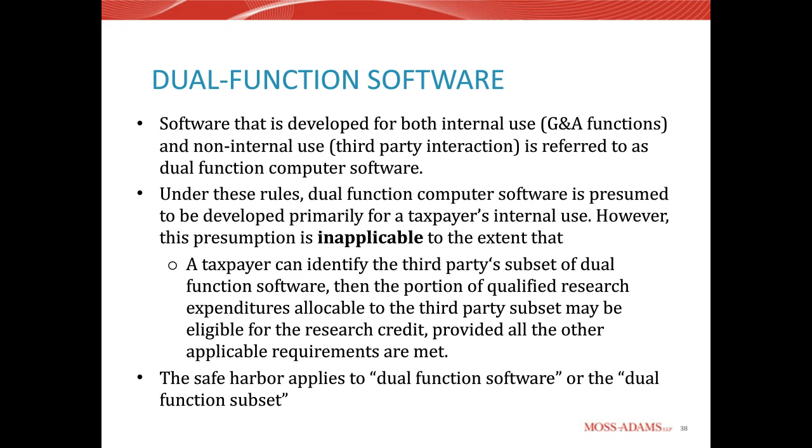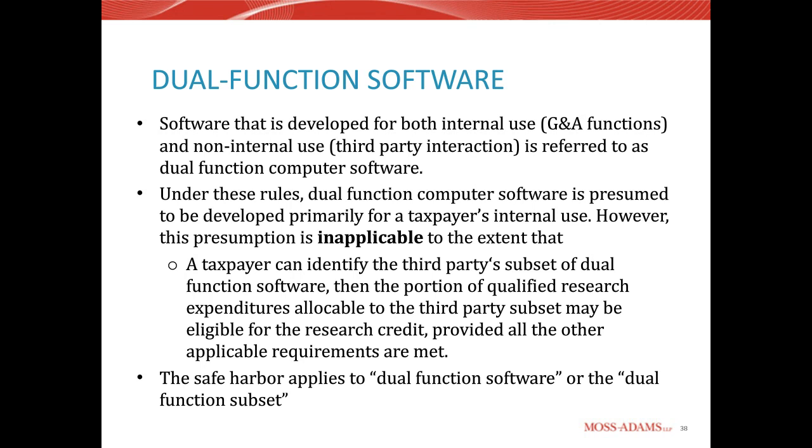So what this dual function software concept tries to do is provide an opportunity for taxpayers that fit that description, that have general administrative type software products that they've developed on their own, but somehow make them available to outside third parties, give them the option to take advantage of the credit still for that product. And so what it does is it puts in place a default rule that any time that there's a dual function software product, it's presumed to be developed primarily for internal use.